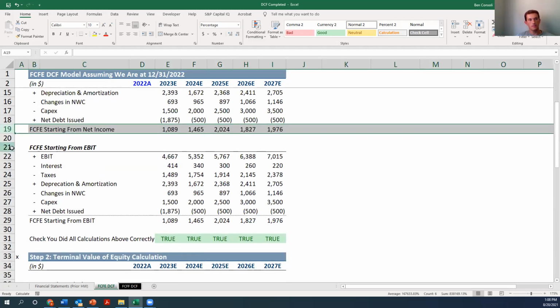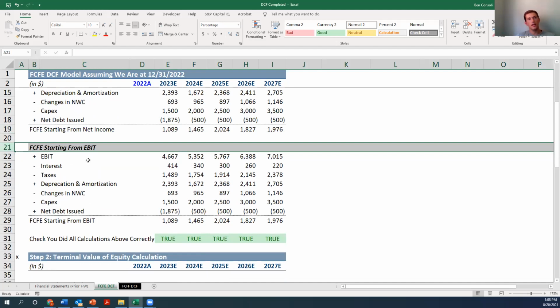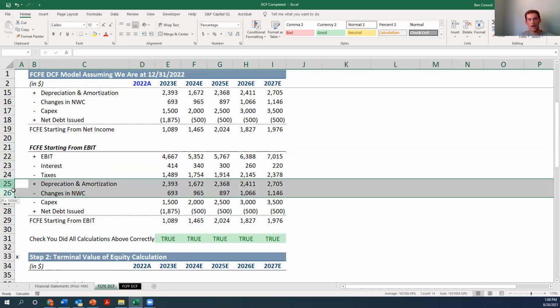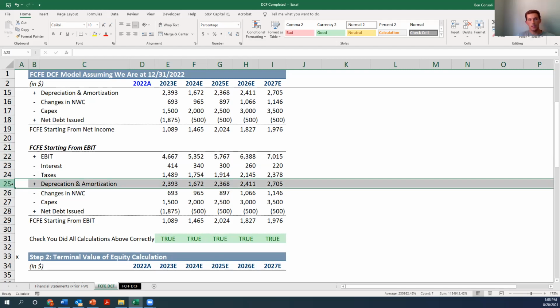And then we can go to free cash flow starting from EBIT. Again, you're trying to get to cash flow from operations at that time. So for year 23, you're starting at EBIT. To get from EBIT to cash flow from operations, you have to subtract out interest as well as taxes, and that will get you to net income. And then from there, you make the non-cash adjustments on the income statement, which is adding back depreciation and amortization. And that's amortization of goodwill, not amortization of debt.